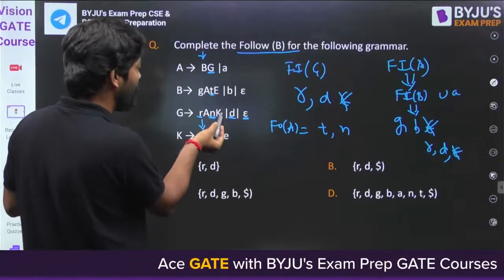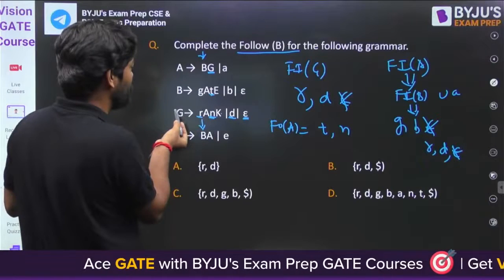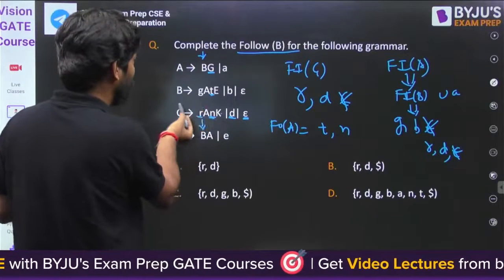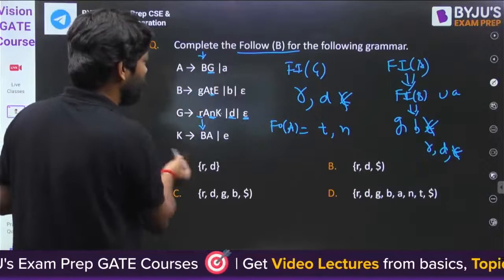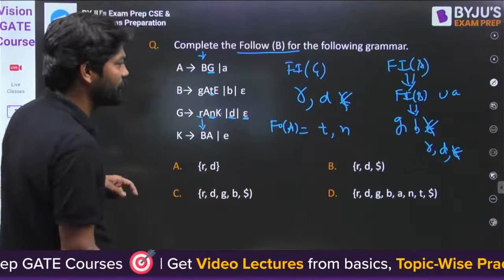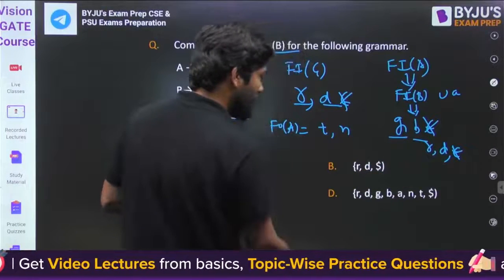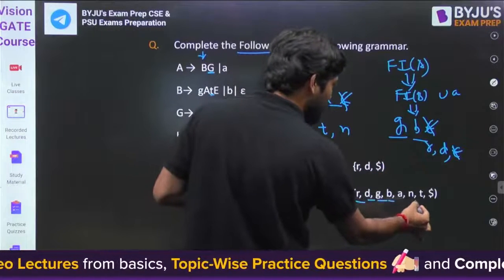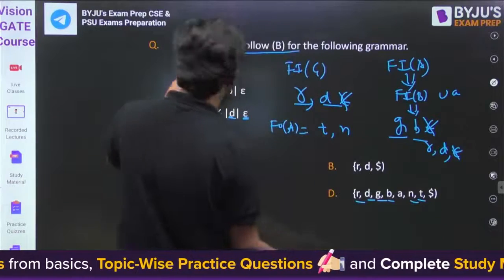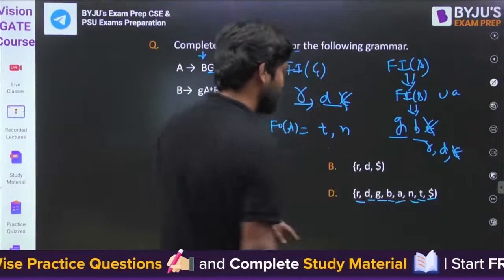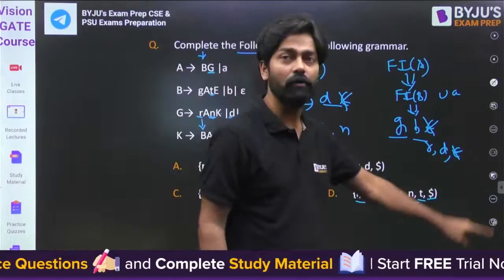What is follow of K? Follow of K is follow of G. What is follow of G? Follow of A only. Follow of A, I think you have already written. So the answer will be: R, D, G, B, T, N, and follow of A is dollar also, and A we have already. Fine. So yes, R, D, G, B, A, T and dollar. The answer will be this one.